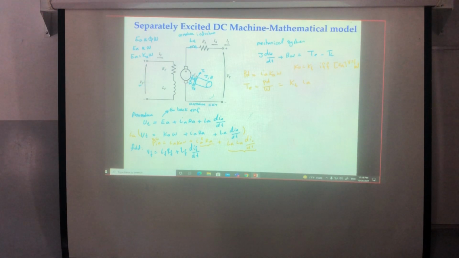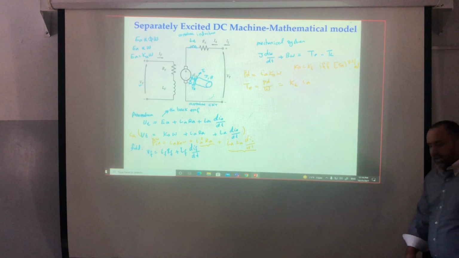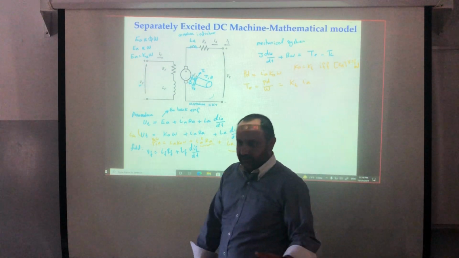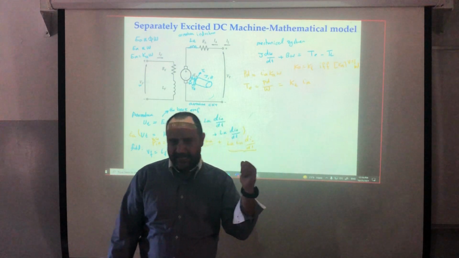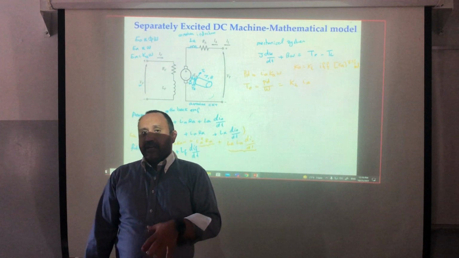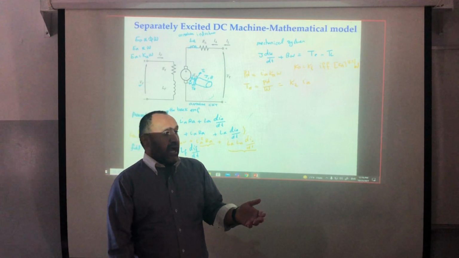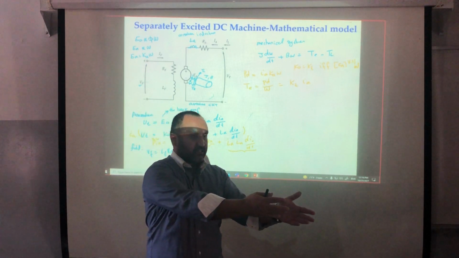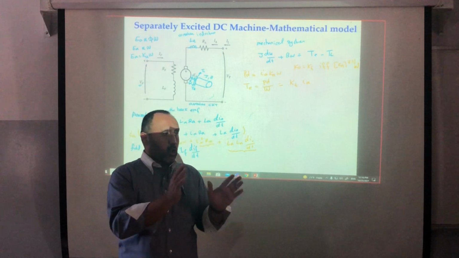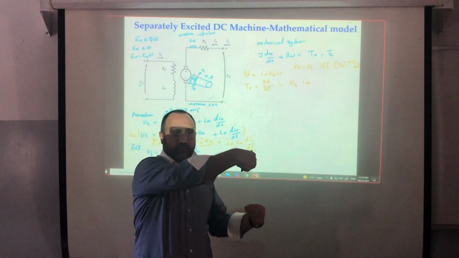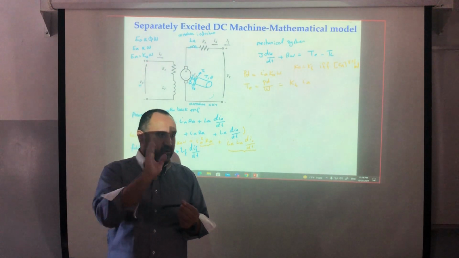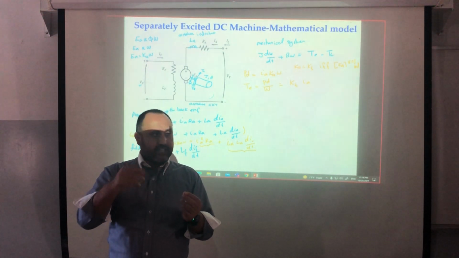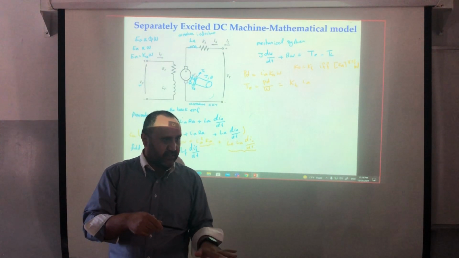Simply, now what do you have? In general, if I need to find the back EMF or the constant of the back EMF, this is supposed to be the last slide. Let's discuss it here. One will say what I will do: I will operate the machine as a generator under no load. There's nothing connected to the machine. Then I will bring a prime mover with a constant speed. Then I will rotate it under constant field.